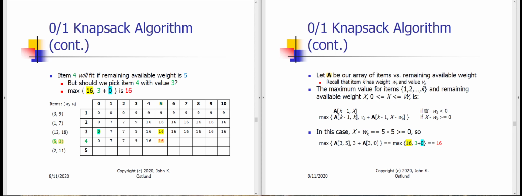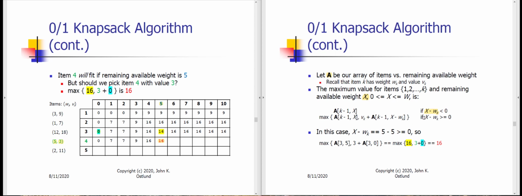Here we're treating the available weight with this variable name x. If x minus the weight of the kth item, that is the current item that we're considering adding, if the available weight minus the weight of the current item is negative, then all we do is copy down the maximum value from the row above in the same column.